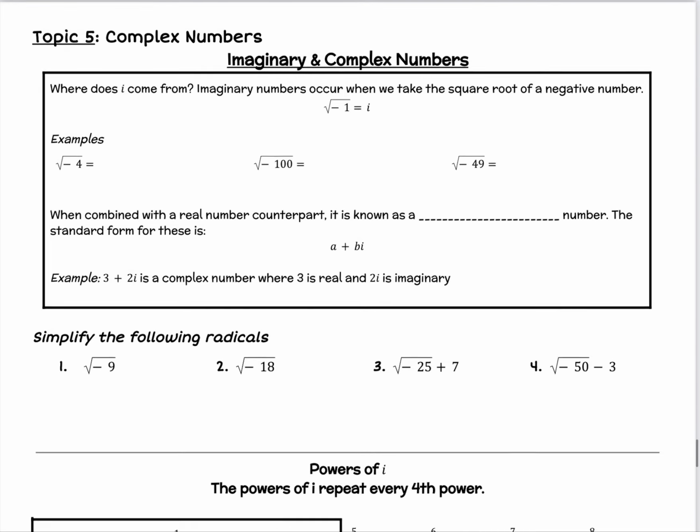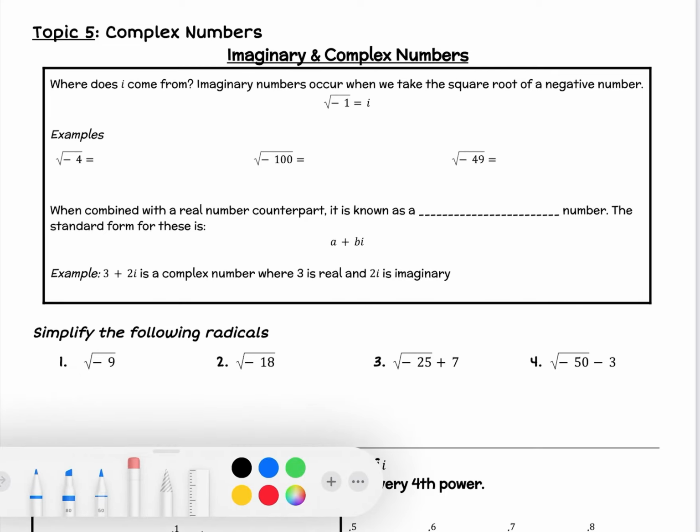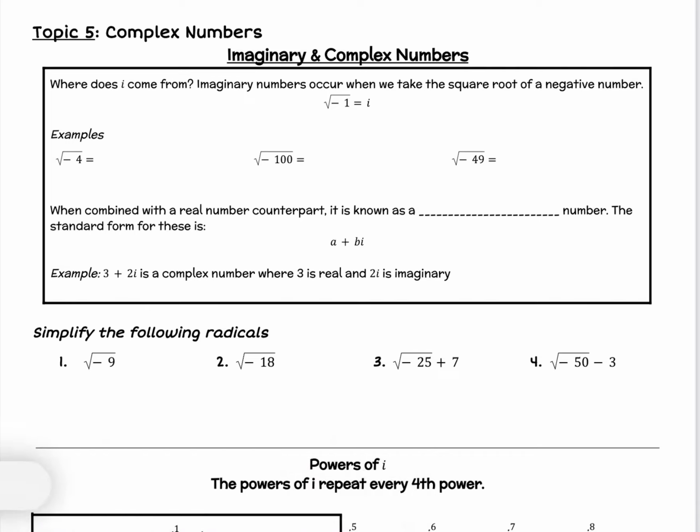Okay, so up until now, we haven't really worked with anything where we have a negative under a radical. So this is where an imaginary number is going to come in. Whenever you have a negative underneath a radical, that is actually equal to i. So i is the letter that we use for an imaginary number.